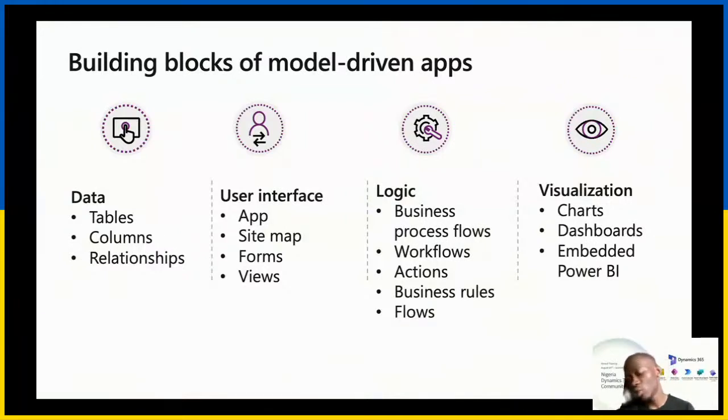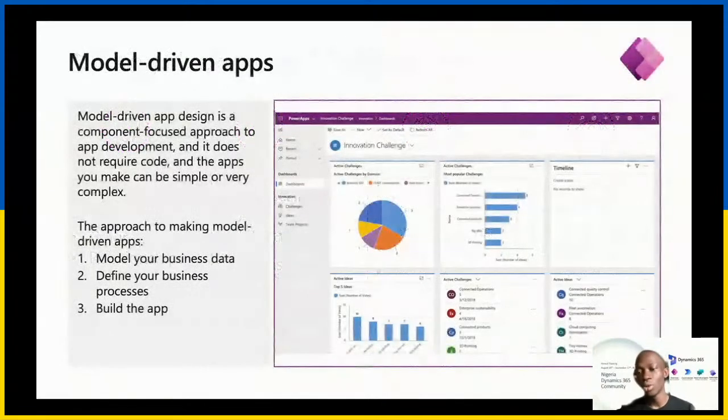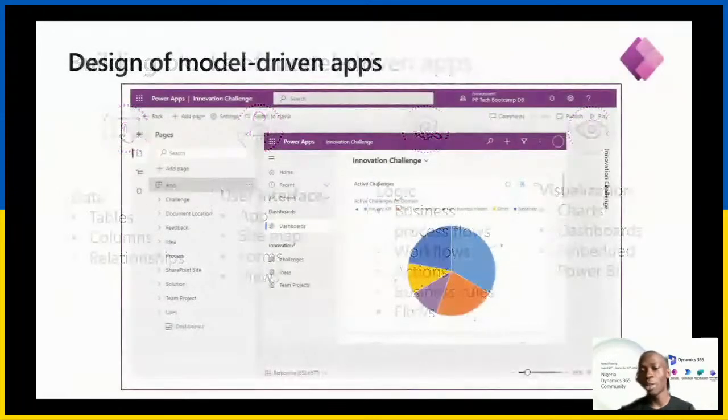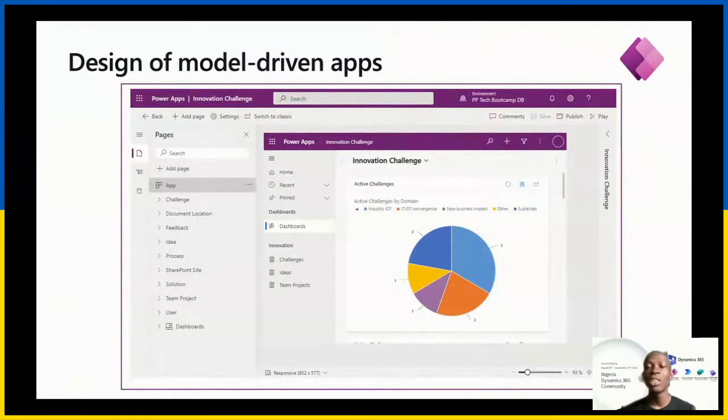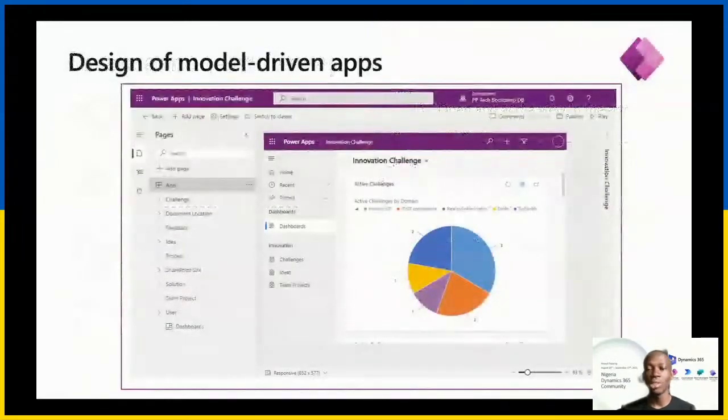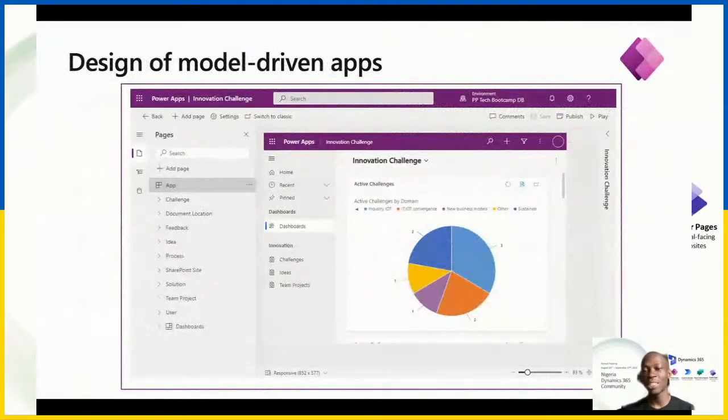Visualization has to do with what you saw in the last slide. You can see the chart, the dashboard, and embedded Power BI. You can embed your Power BI chart here as well. This is what it looks like, a dashboard with active challenges, and different colors denoting different properties, like industry IoT, the IT/OT convergence, and new business model in purple, and others.